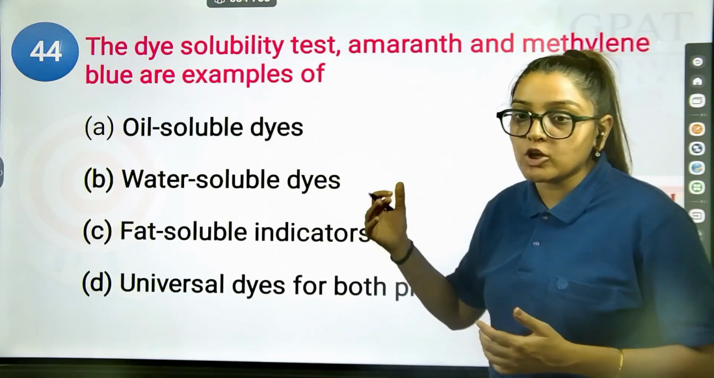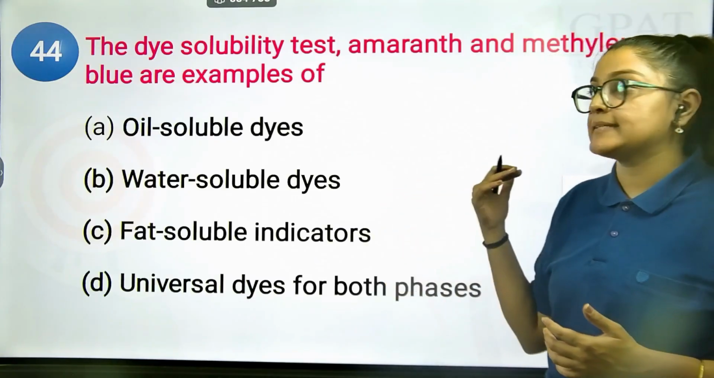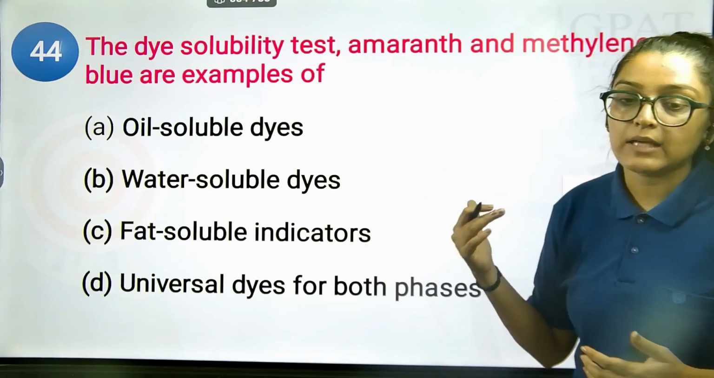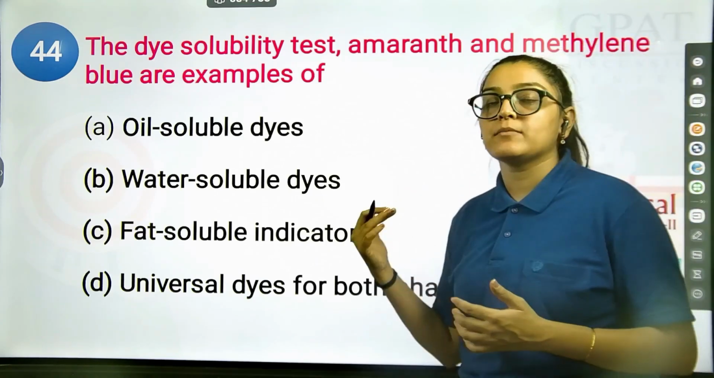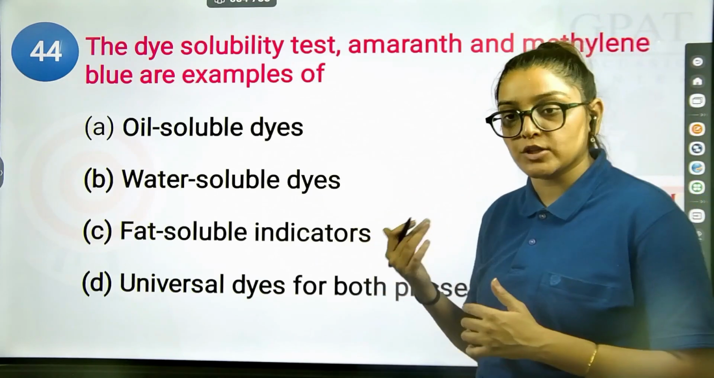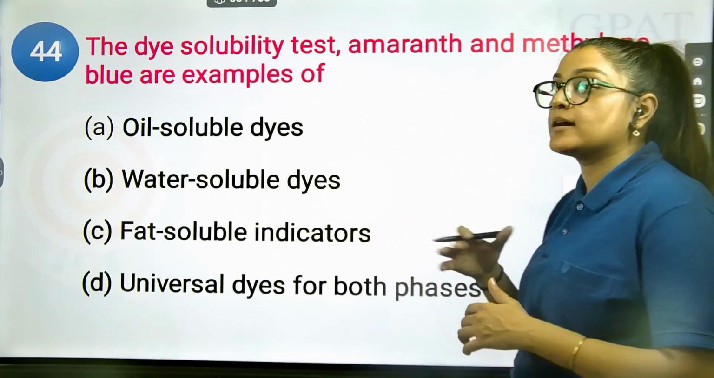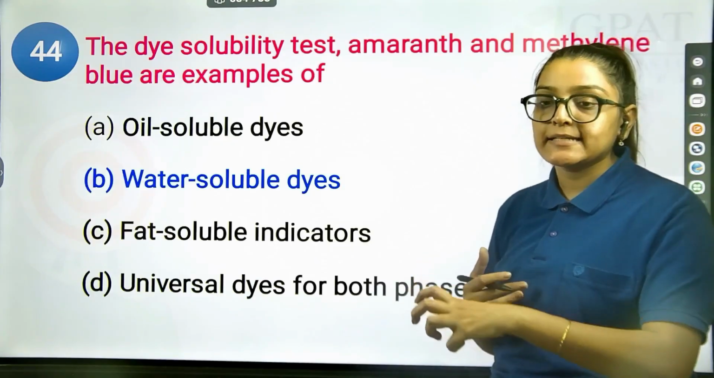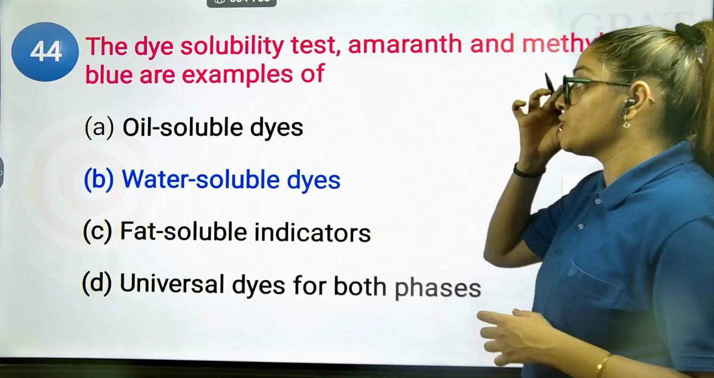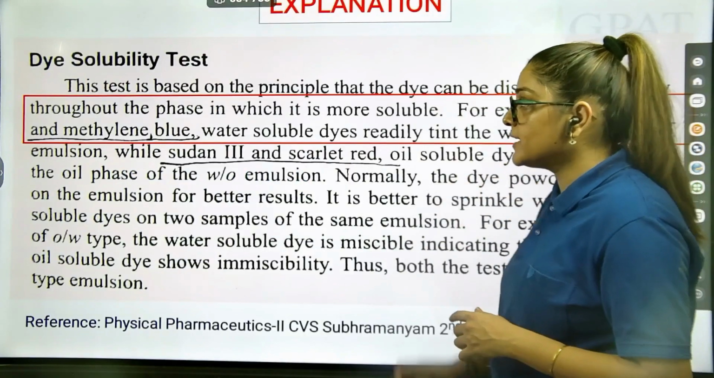Right. The dye solubility test, amaranth and methylene blue. These are examples of. Now these both are used for your test. You have seen in the case of the emulsion test, oil in water type or water in oil type. These are mostly water soluble dyes that may color the water, whether it is in the dispersed phase or in the dispersion medium, right? So we use this dye solubility test for the emulsions.